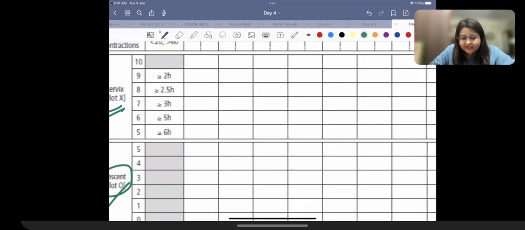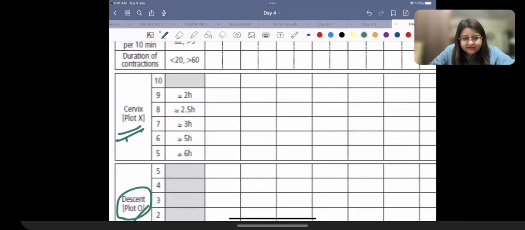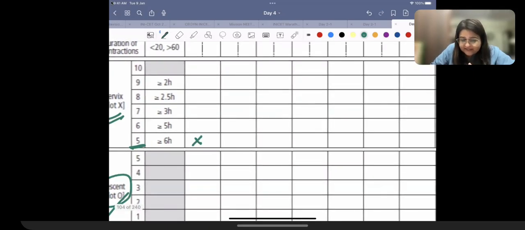But what has changed is the cervical dilatation. So you start plotting at 5 centimeters. Suppose the patient comes and she's 5 centimeters. You put a cross here. Now this is the alert column. When should you be alert? You should be alert if she remains 5 centimeters for 6 or more hours.